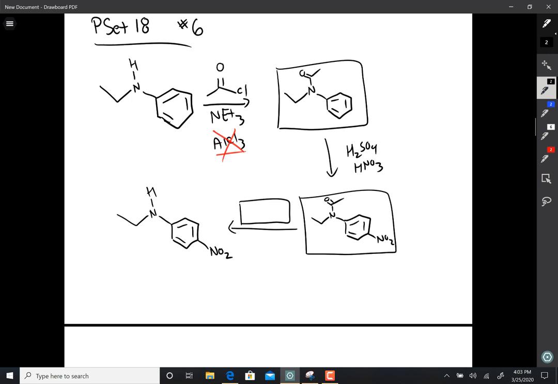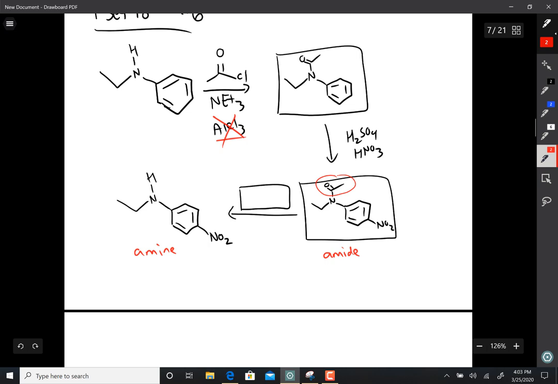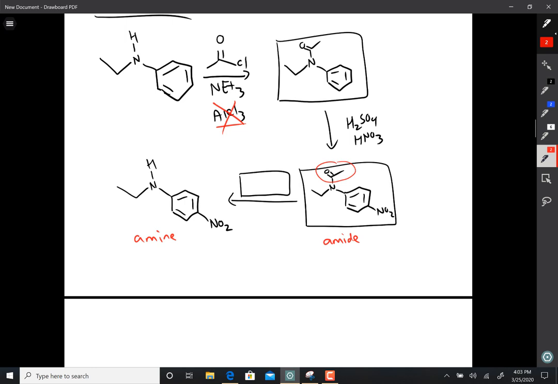And all that's left is to go from the molecule on the right to the molecule on the left. Essentially what we're doing is clipping off this group right here. We're going from an amide to an amine. Well, it might help if you know that not all the products of this reaction are shown. The other product of this reaction is acetic acid. Going from there to there, all that is a hydrolysis reaction.